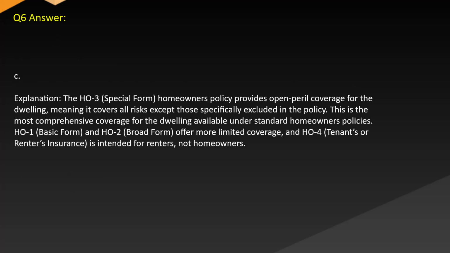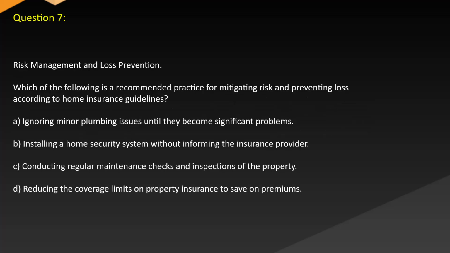Answer C. Explanation. The HO3 special form homeowners policy provides open peril coverage for the dwelling, meaning it covers all risks except those specifically excluded in the policy. This is the most comprehensive coverage for the dwelling available under standard homeowners policies. HO1 basic form and HO2 broad form offer more limited coverage, and HO4 tenants or renters insurance is intended for renters, not homeowners.